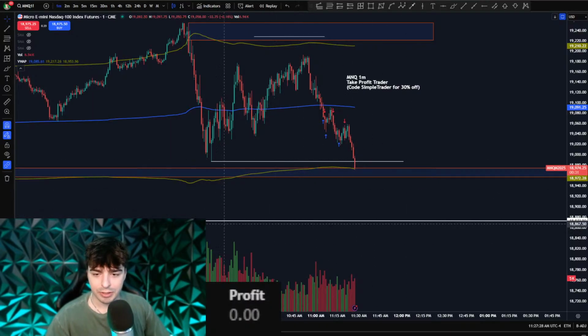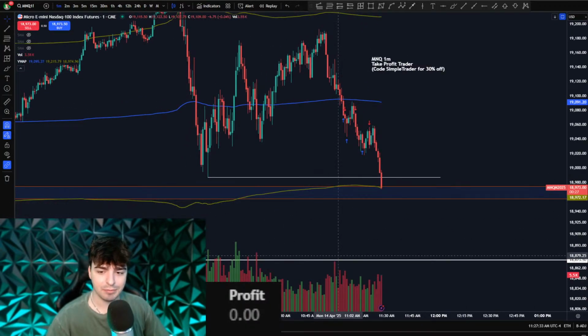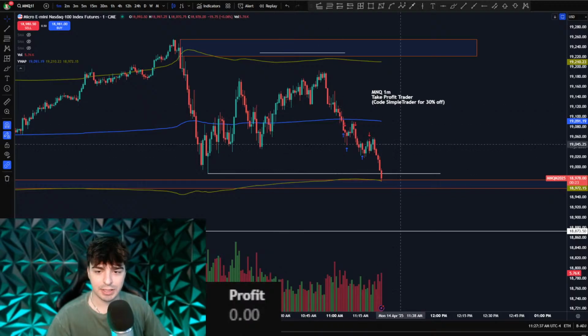I'm not going to trade anymore today. Careful with this price action. It's looking pretty random, but on a choppy day like today, maybe those counter-trend moves could work. I don't know. I'm not trading anymore.